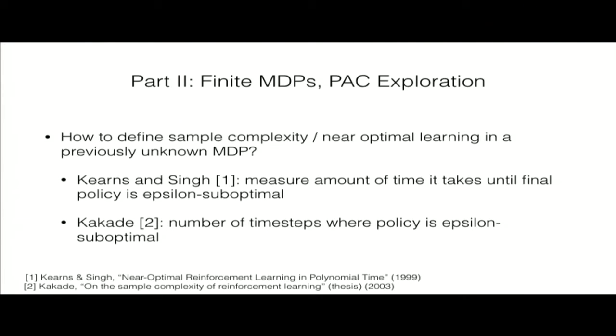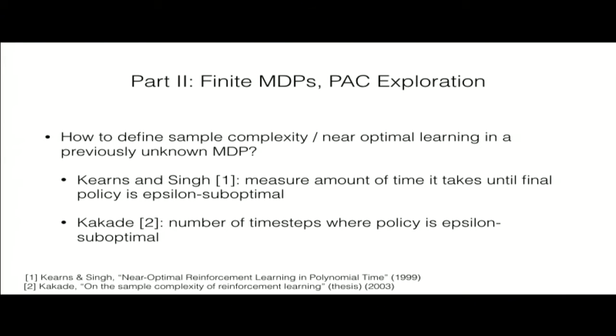So the question here is, given a previously unknown MDP, can we converge to the optimal policy, or a near optimal policy, in a reasonable amount of time? That's the question we're trying to answer here. People have come up with different ways of defining this problem more precisely, what it means to be near optimal in a finite amount of time, or to quantify the sample complexity of an algorithm.